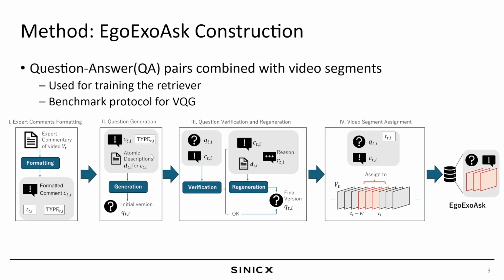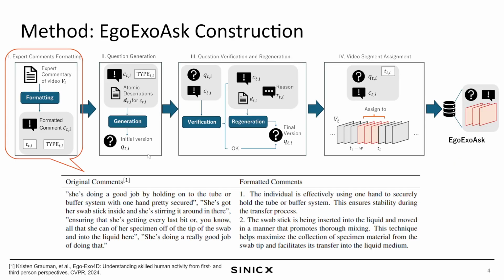First, we construct the dataset EGO-EXO-ASK. This dataset contains QA pairs combined with video segments. These QA pairs are partially used for training the retriever we used for our framework and partially used as a benchmark protocol for VQG. We first format the original data from the EGO-EXO4D, a great work that contains expert commentary with timestamps for each video. The example is shown below. The formatting is conducted by an LLM.